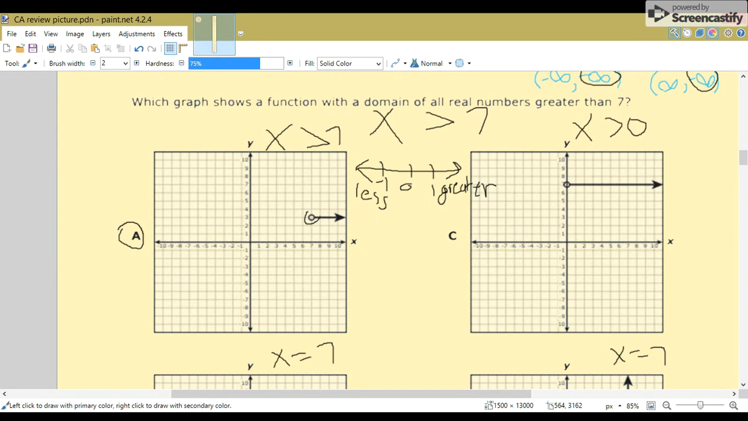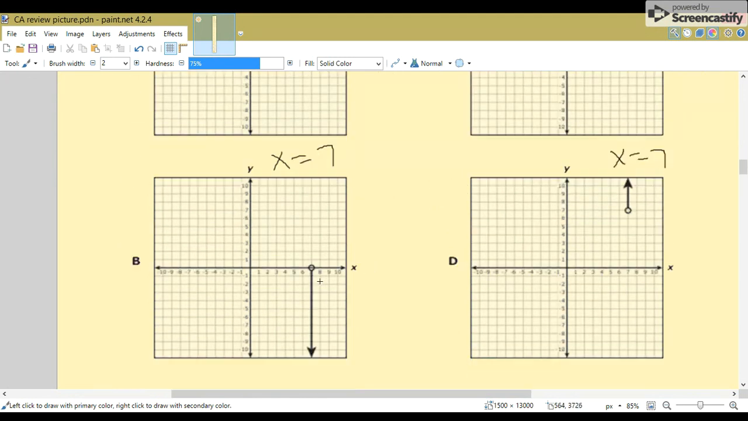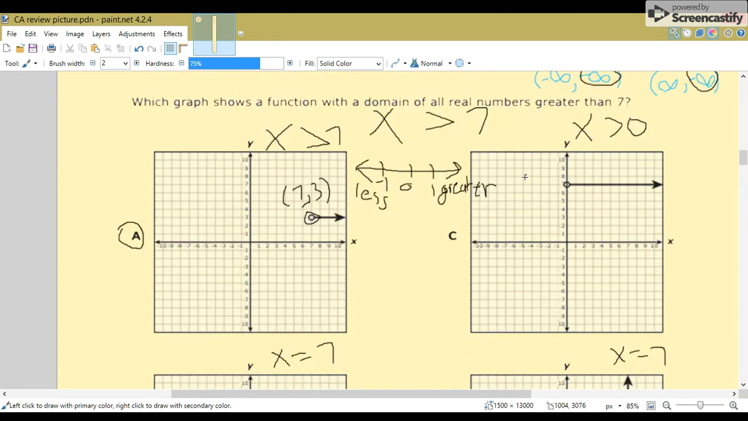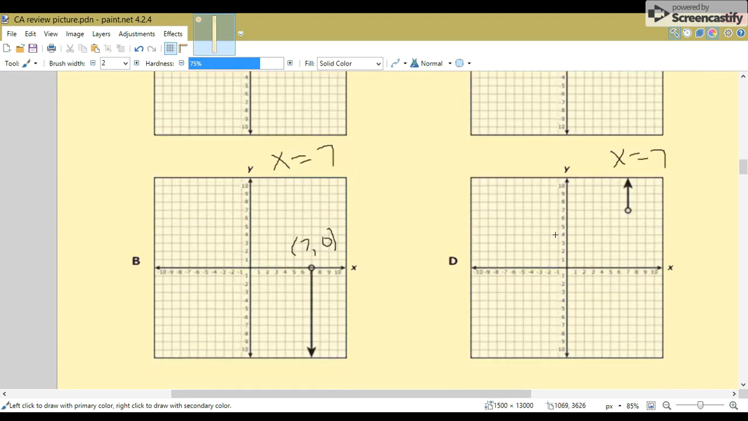We look at this point right here. We have 7, 3. We're talking about domains, so we're only looking at the 7. On B, we had the point 7, 0. But it doesn't go any further than that. 7 is the only thing X can ever be on this. So it can't be B. On C, this coordinate point is 0, 7. That's the Y value. If it was asking for range, this would have a 7 for the range. But X is 0, so that doesn't work. And D, X is always going to be 7, just like on B.